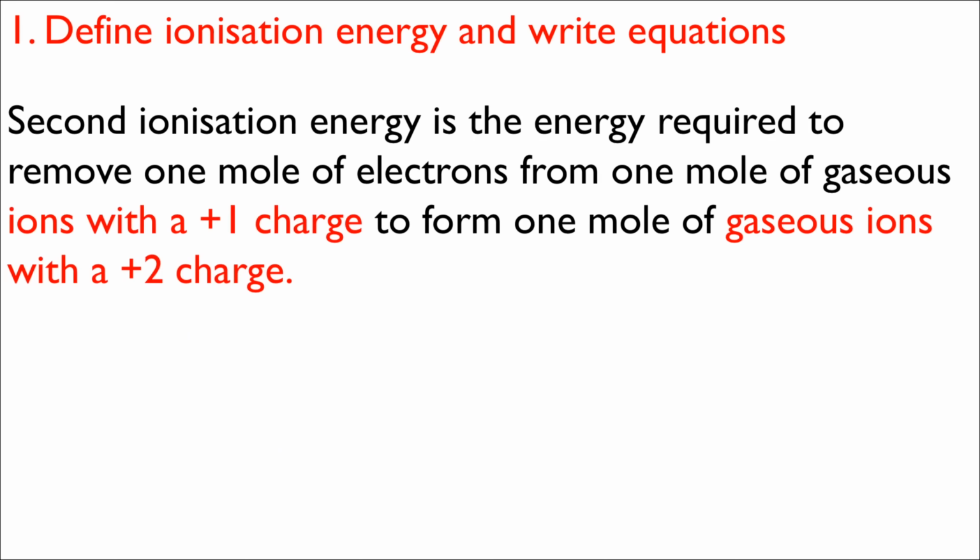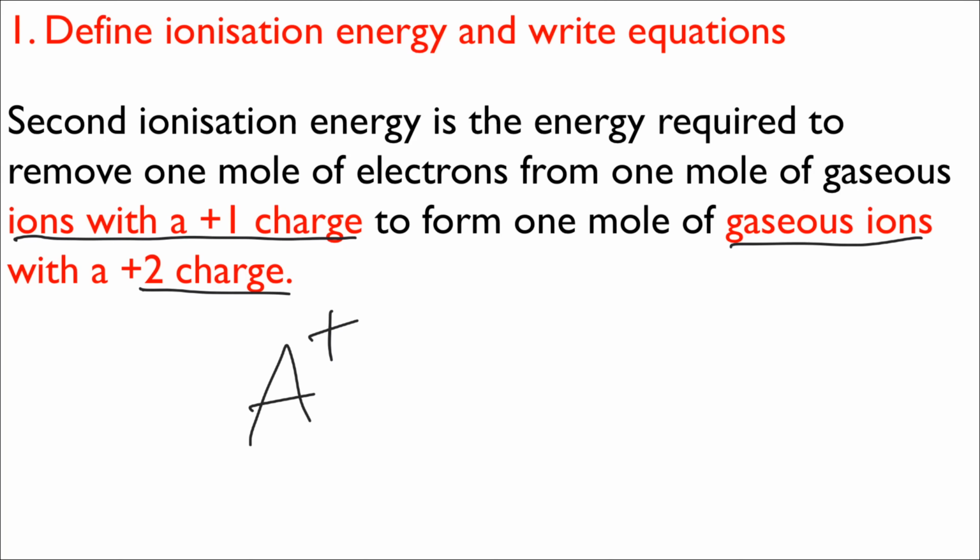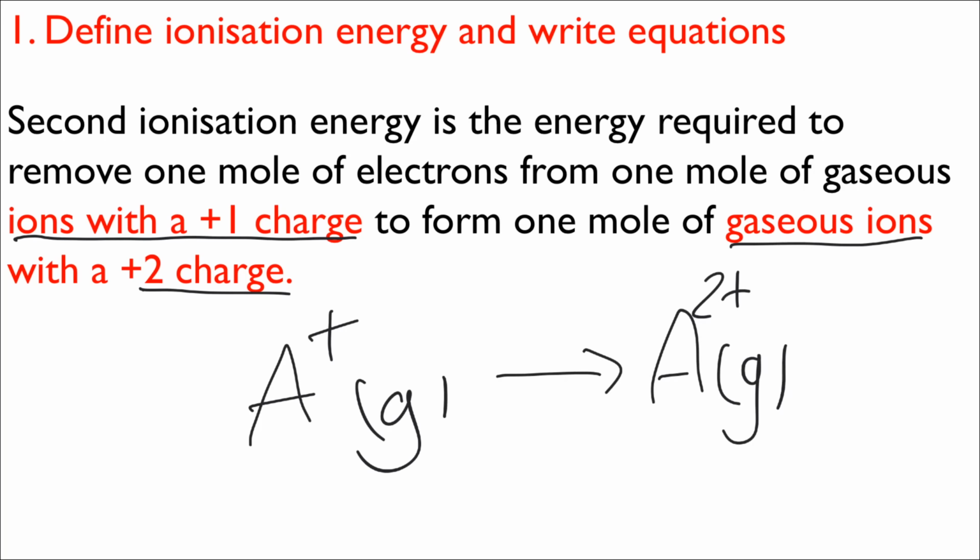Okay. Second ionization energy, it's pretty much an identical definition, except this time it's the energy required to remove 1 mole of electrons from 1 mole of gaseous ions with a +1 charge to form 1 mole of gaseous ions with a +2 charge. So the difference this time is you're removing it from a +1 charge. The second ionization energy removes another electron, but you're still only removing 1 electron.